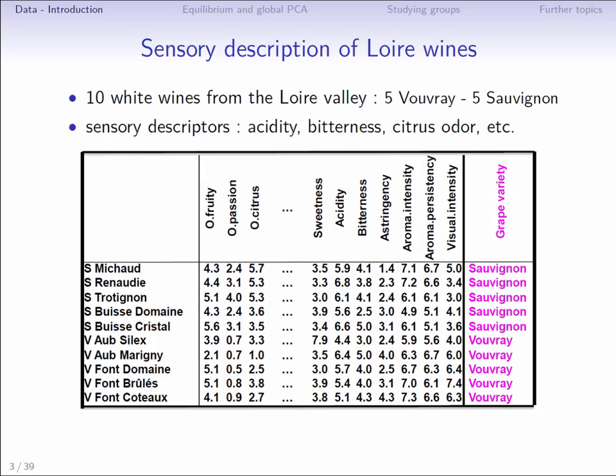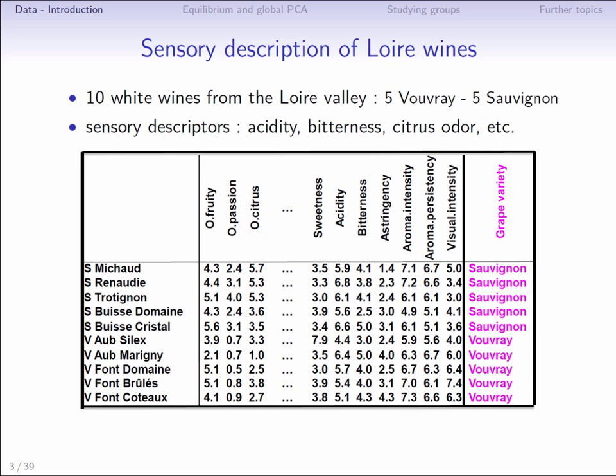When all judges have evaluated all wines according to each descriptor, a table of averages is constructed with each row corresponding to a wine and each column to a variable, that is, descriptor. So, a given entry in the table corresponds to the average value of the given descriptor for the given wine over the panel of judges.